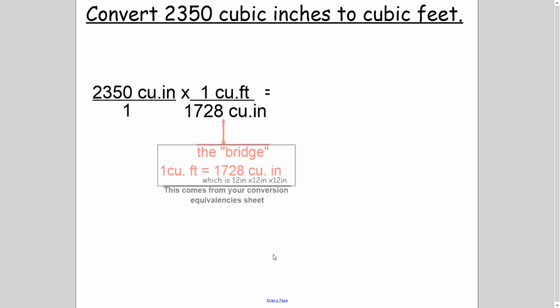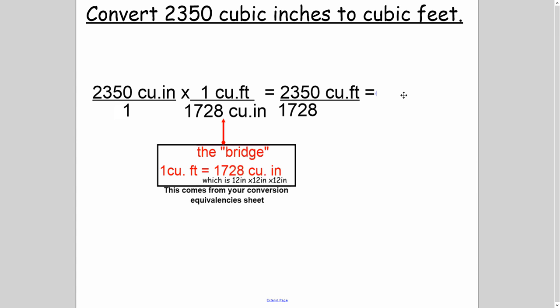I look at my conversion handout and I see that there's 1,728 cubic inches and 1 cubic foot. So I put that number in. Across the top I get 2,350. On the bottom I get 1,728 because the cubic inches have canceled out. There are no units down here anymore. And my final answer is going to be 1.36 cubic feet.